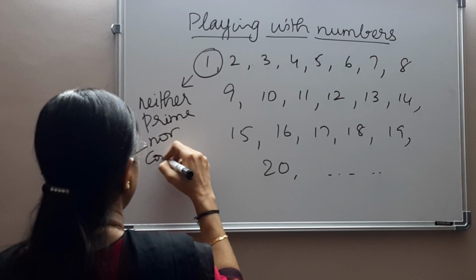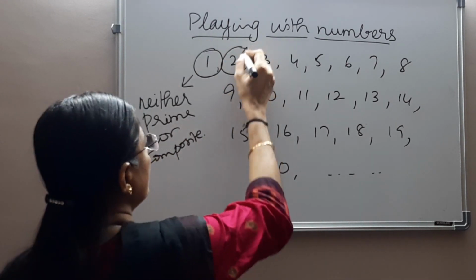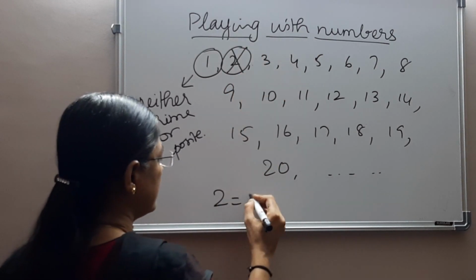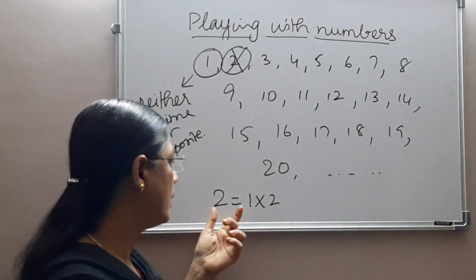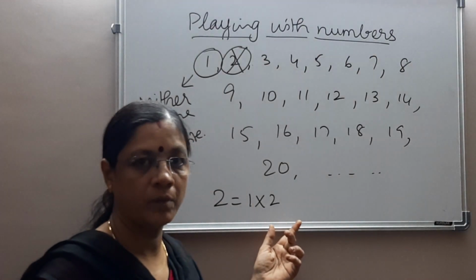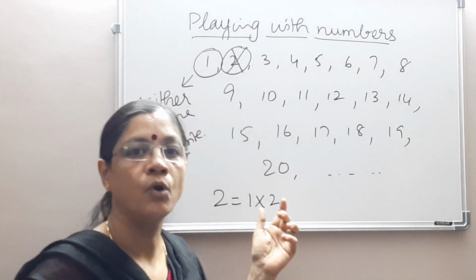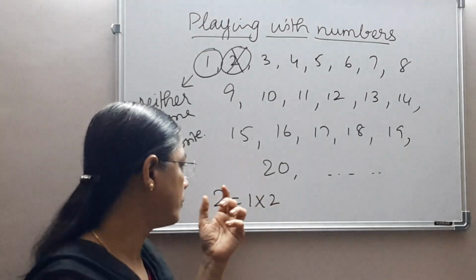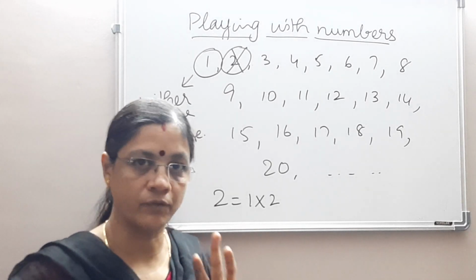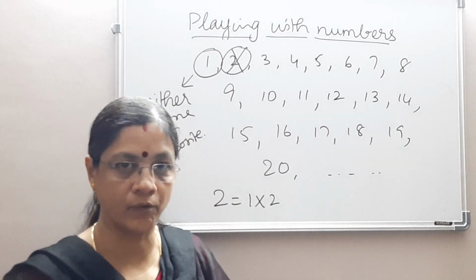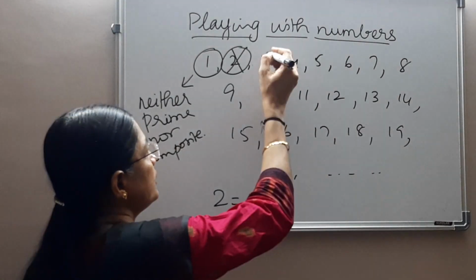So the next number we see is 2. Now take this 2. 2 can be written as 1 into 2 and no other product representation. No other numbers can be written as a product for 2. So 2 is equal to 1 into 2, or in other words we can say 1 and 2 are factors of 2. So 2 has 2 factors, that is 1 and itself. Remember the term 1 and itself. Now we'll move on to 3 again.